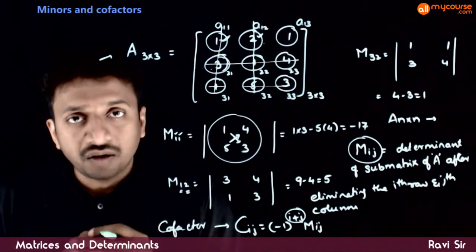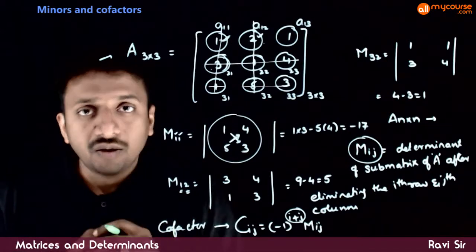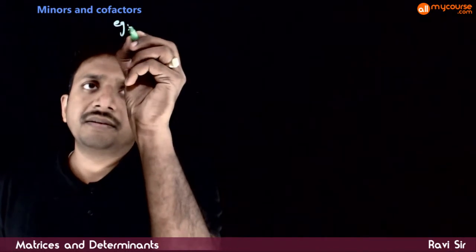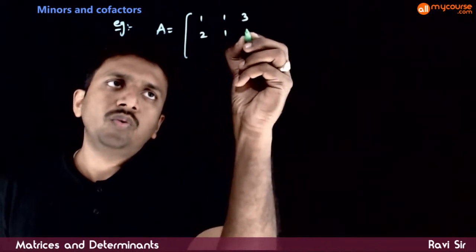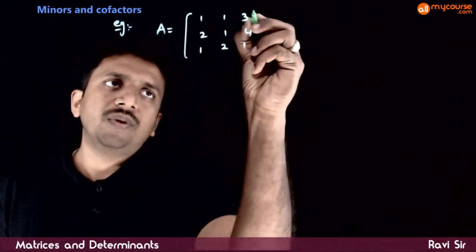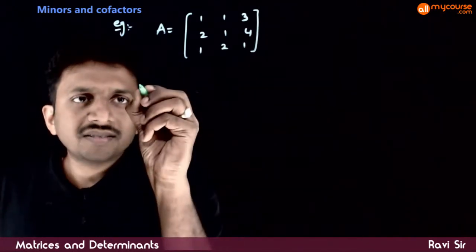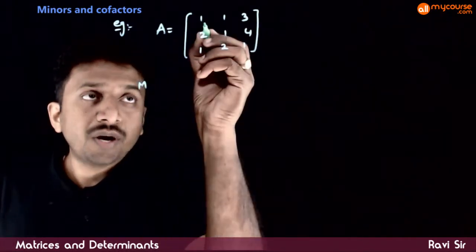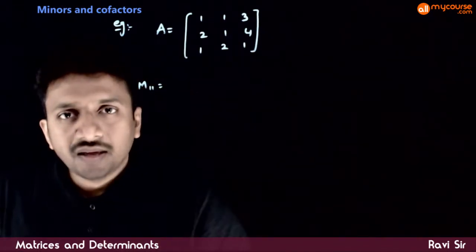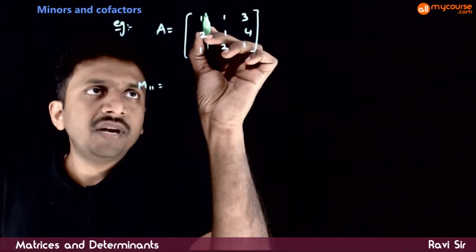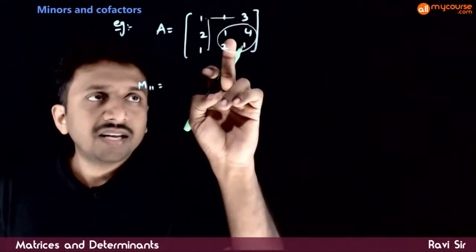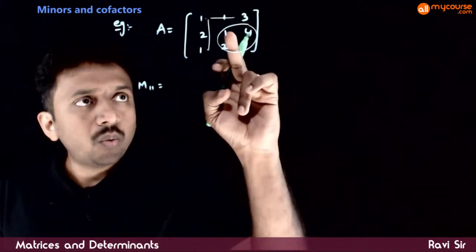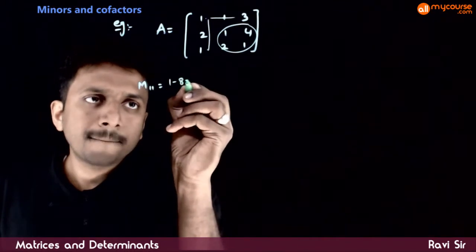So now let us go forward, take an example and look at these minors and cofactors. So let us take an example again. If A is the matrix 1, 1, 3, 2, 1, 4, 1, 2, 1. What is the minor corresponding to the 1, 1 element? M11: you just need to eliminate the row corresponding to 1 and the column corresponding to 1. You get a submatrix here. The determinant of this is M11. 1 minus 8 is minus 7.